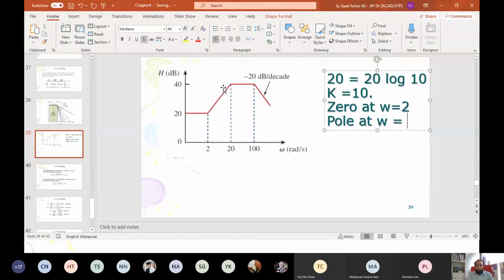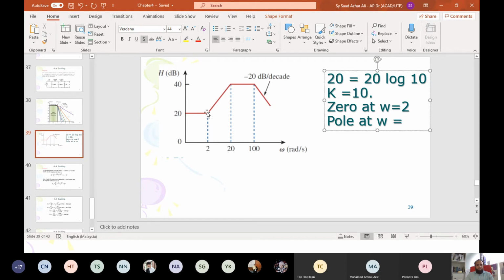Anyone? Where do we have a pole at? This line is showing that there is a 0 at omega equal to 2, because this kept on going until the frequency 2. At 2, we notice that the magnitude is rising 20 dB per decade. So this is 20 to 40. Okay, this means we have omega equal to 2.